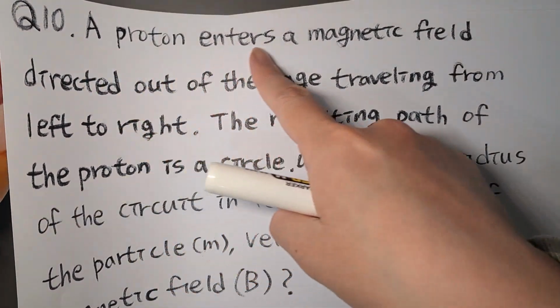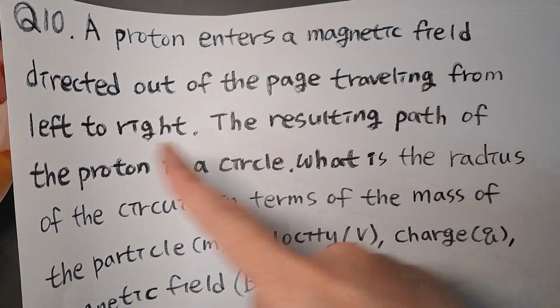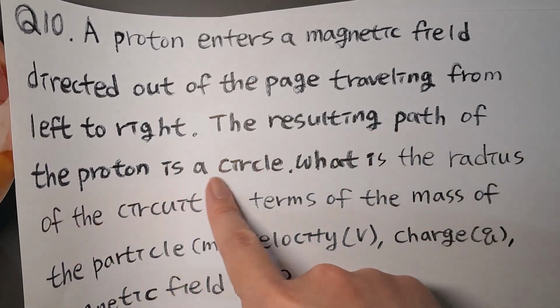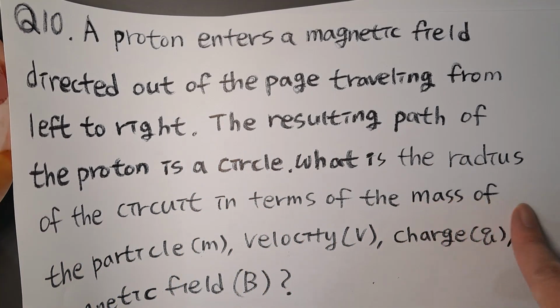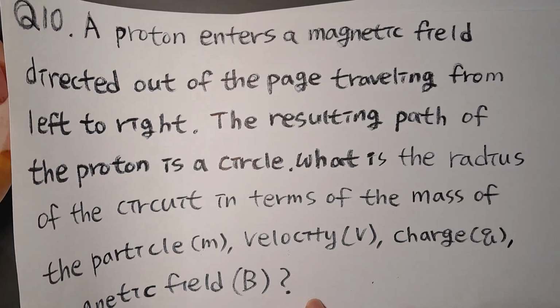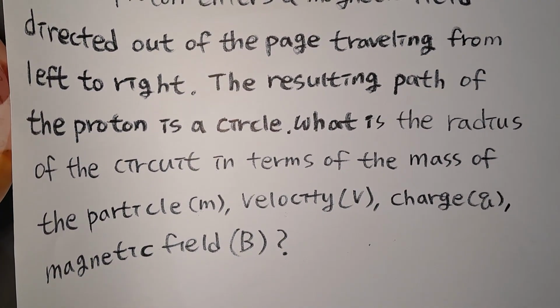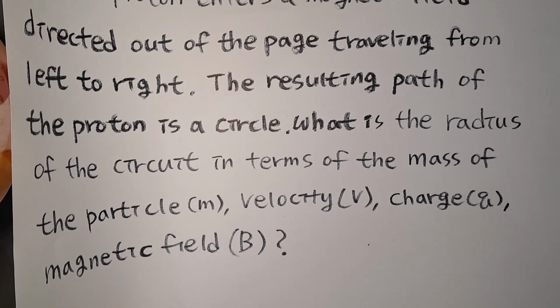A proton enters a magnetic field directed out of the page, traveling from left to right. The resulting path of the proton is a circle. What's the radius of the circle in terms of the mass of the particle, velocity, charge, and magnetic field? If the proton moves in a circle, the magnetic force must equal the centripetal force.